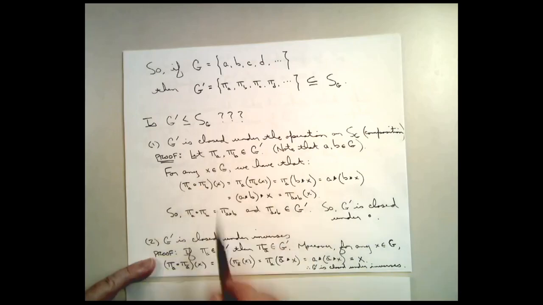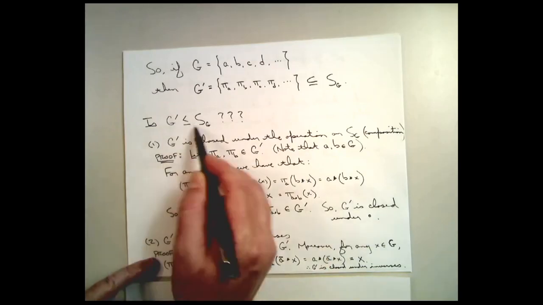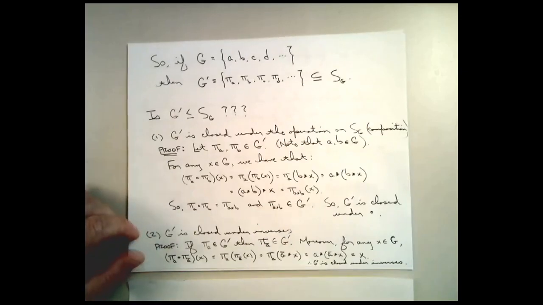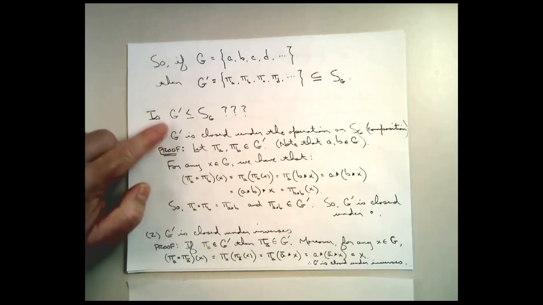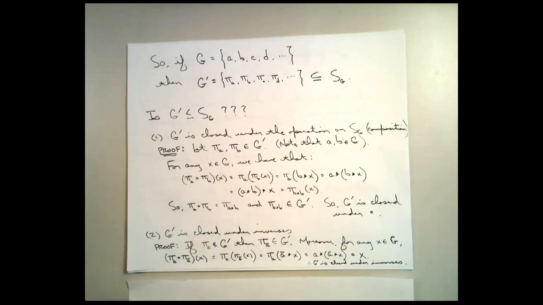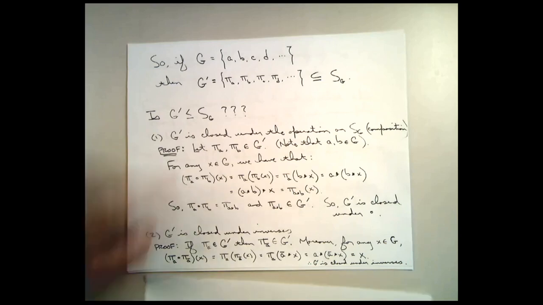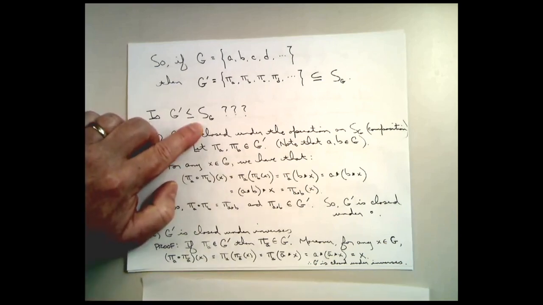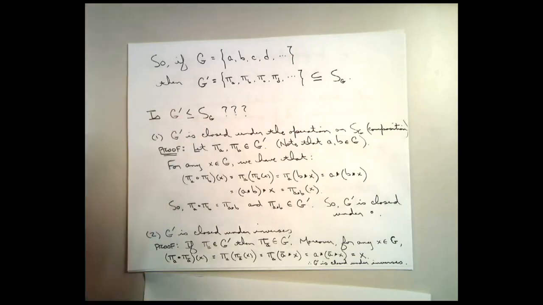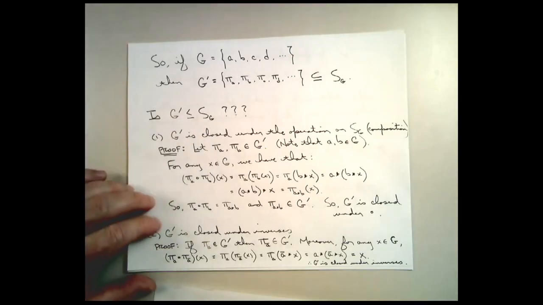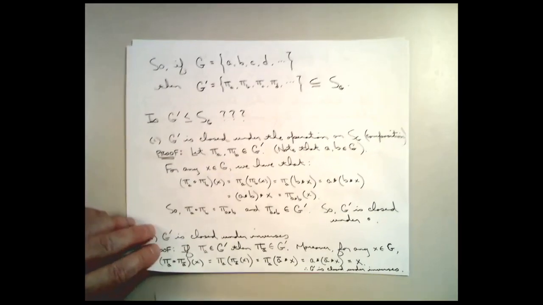these two facts are enough to tell me that G prime is in fact a group of permutations. It's a subgroup of S of G. Everything in S sub G is a permutation, so G prime is a group of permutations. It's not all the permutations on G, but it's a subgroup of the group of all permutations on G.